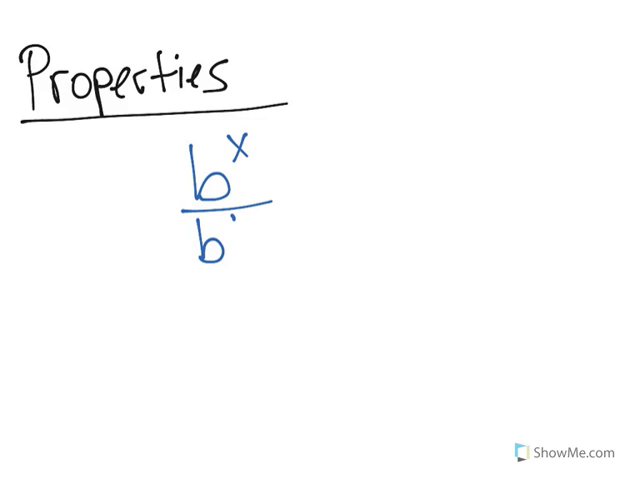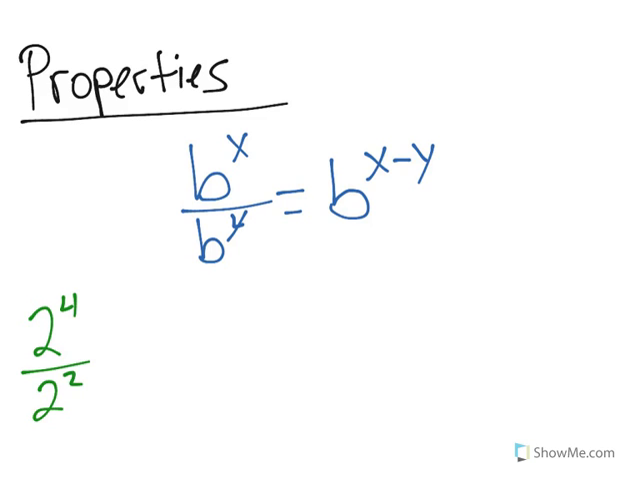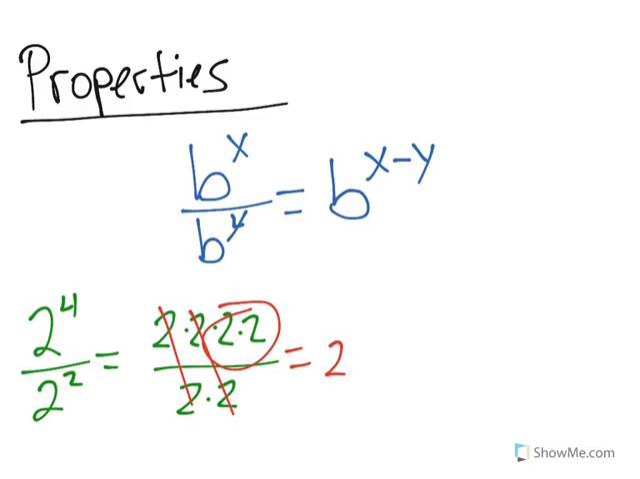The next property we want to use is if I have b to the x divided by b to the y. The result of this is b to the x minus y, and let's look at an example. Let's say I have 2 to the 4th divided by 2 squared. 2 to the 4th is 2 times 2 times 2 times 2, and 2 squared is 2 times 2. If I have the same number on the top and the bottom, I can cancel them out, and the result is 2 squared. And we all know that 4 minus 2 is equal to 2.